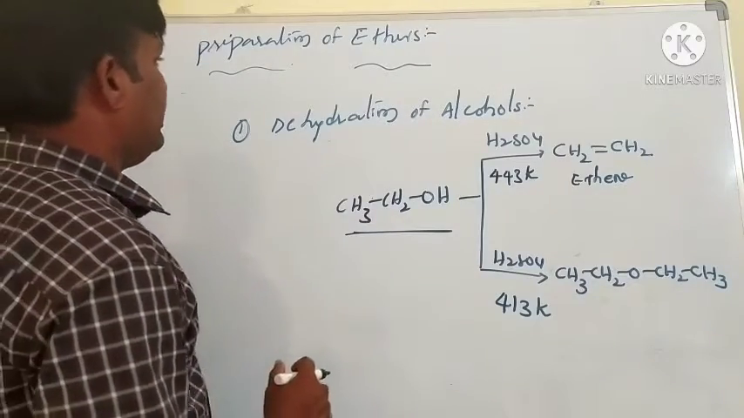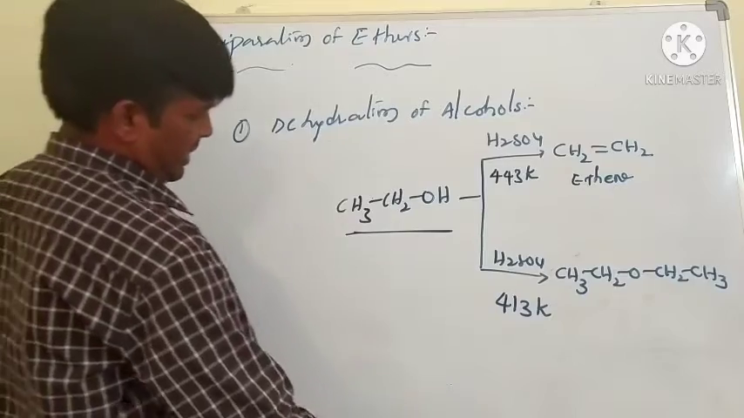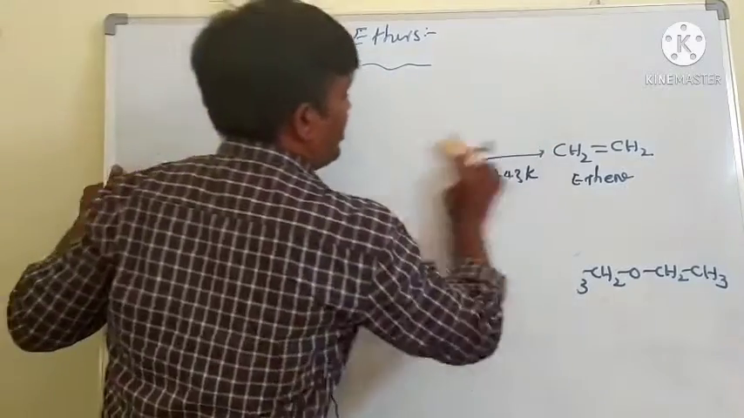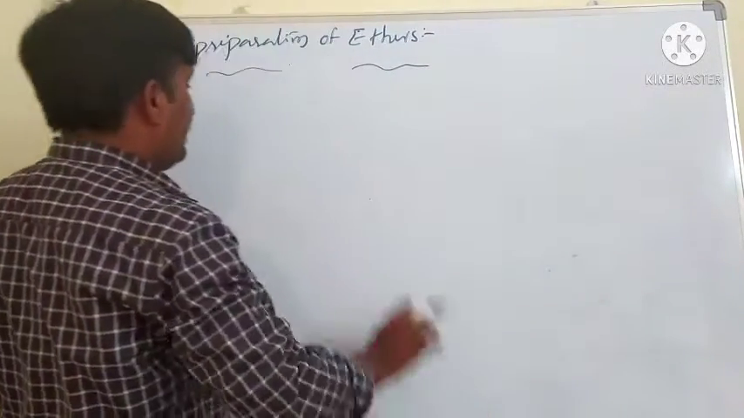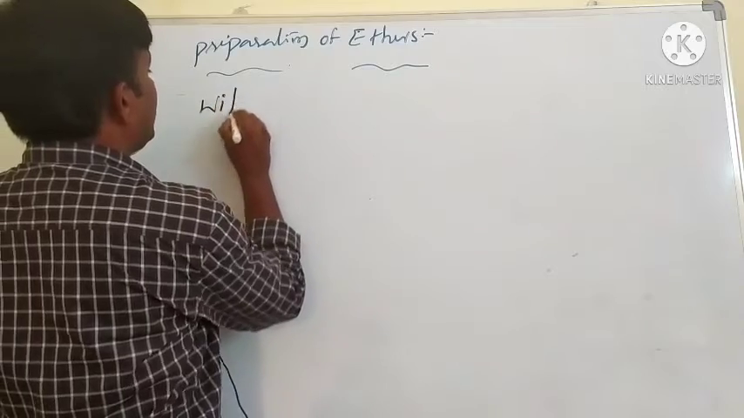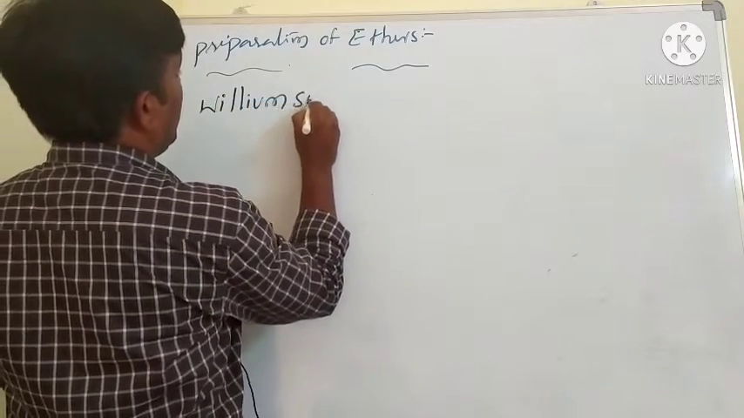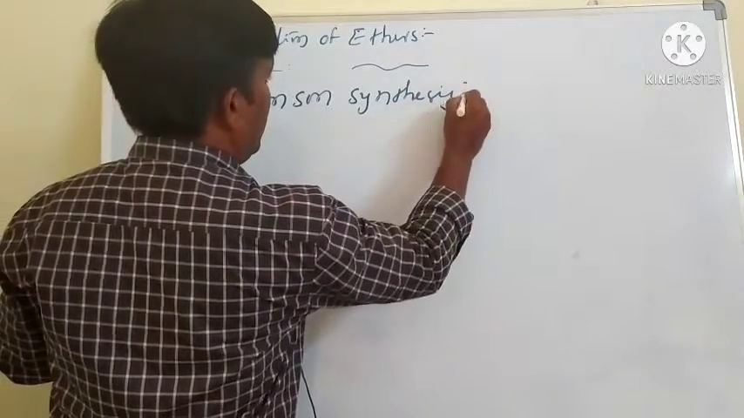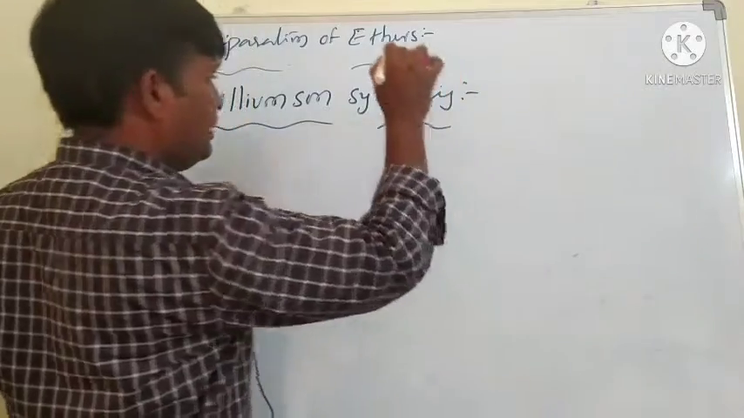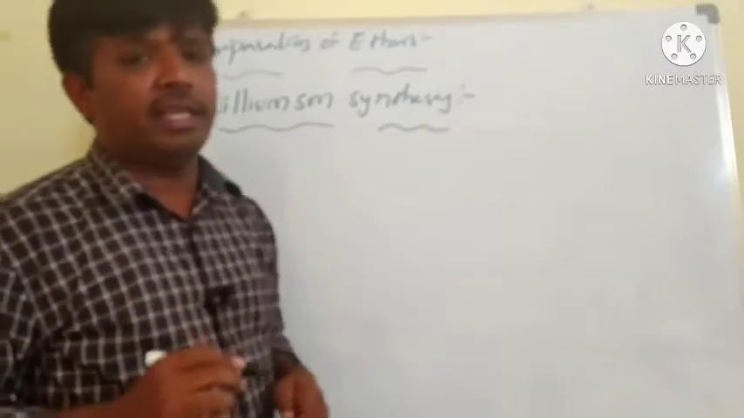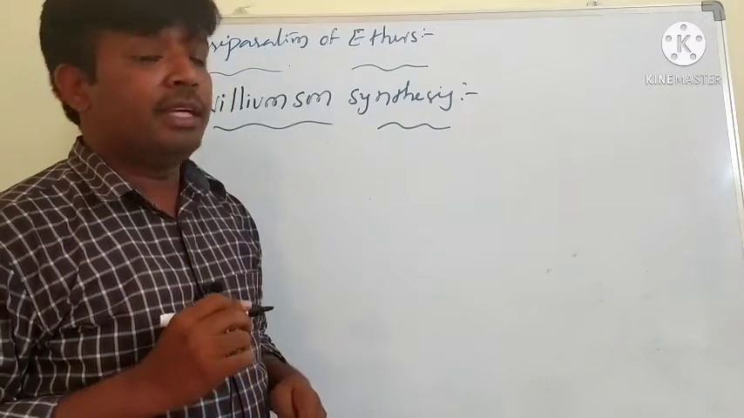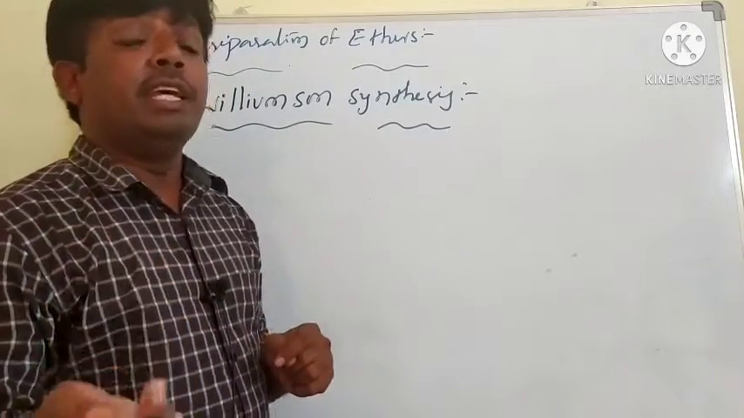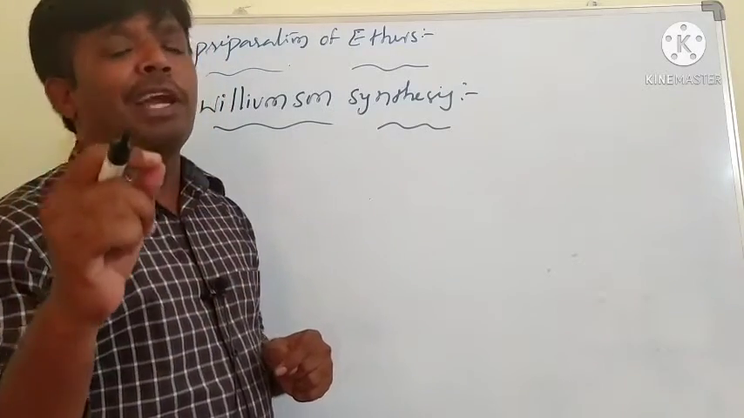Okay, then we go for the second one, Williamson synthesis. That is a very important name reaction. This is a more suitable and more appropriate synthesis in the laboratory also. Why? From this reaction we can get symmetrical and unsymmetrical ethers also.